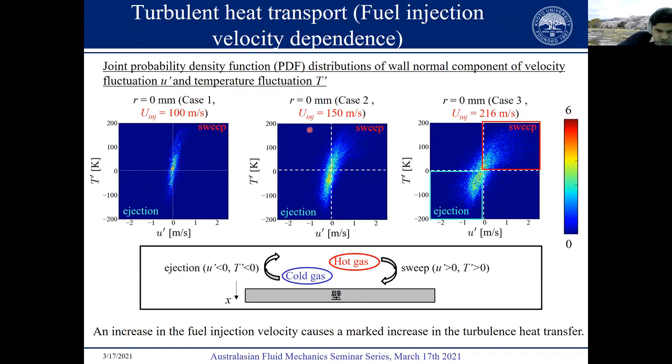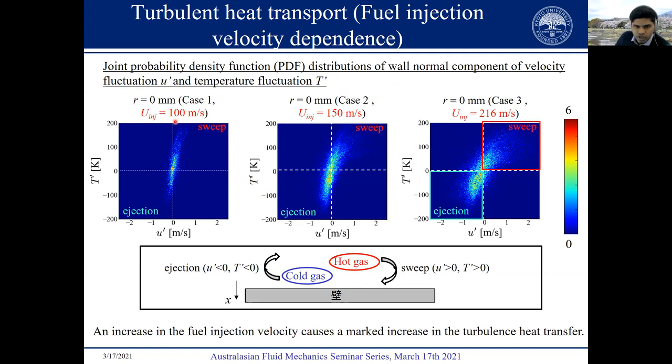So we can try to understand the role of turbulent heat transport in promoting the convective heat flux. For that, we need to analyze the sweep and ejection events occurring close to the wall surface. So first, let's look at the dependence of convective heat flux on the fuel injection velocity. For this purpose, I have plotted these joint PDF distributions of the temperature fluctuation T prime and the wall normal component of velocity fluctuation U prime, for all the three cases, but at the radial location of 0 mm, that is just above the stagnation point.